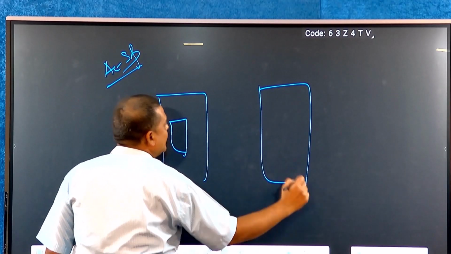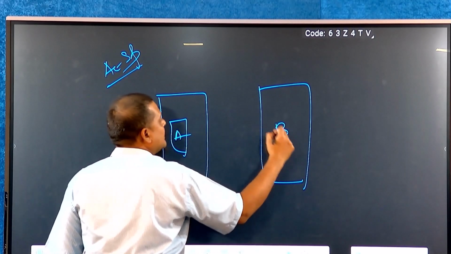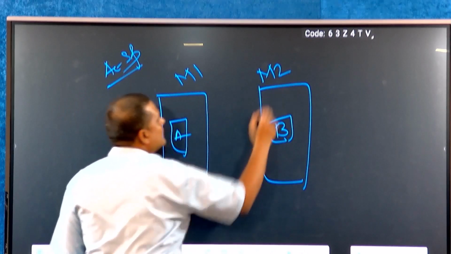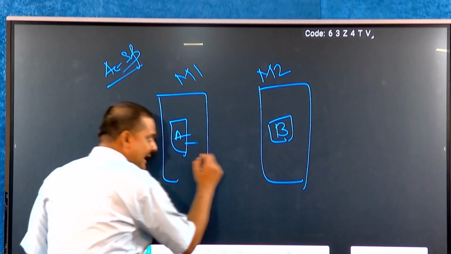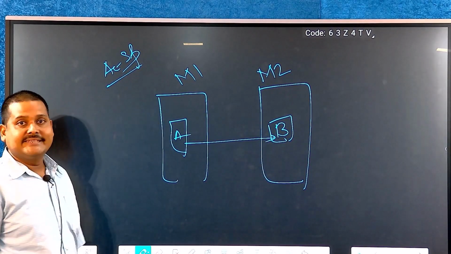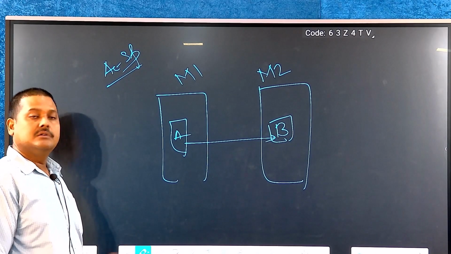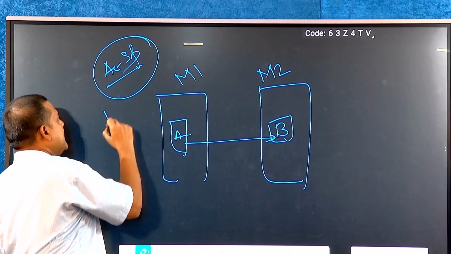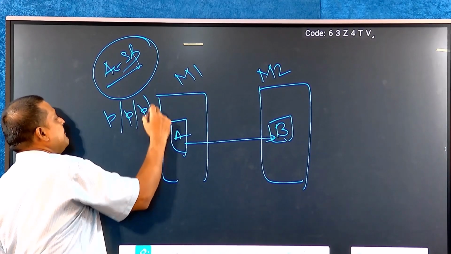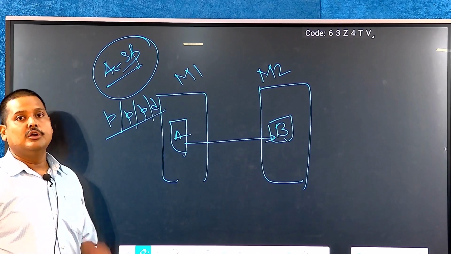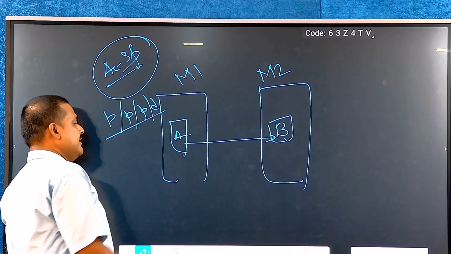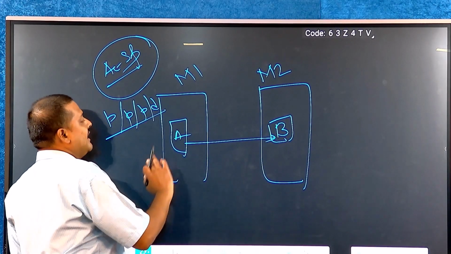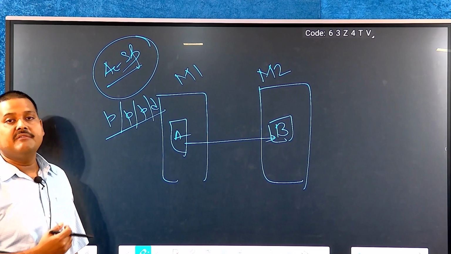Say for example, one member A is here, and another member B is in a different module. This is module 1, this is module 2. Now, if A wants to access the member B, is it possible or not? That is defined by the access specifiers: public, protected, private and default. They are the 4 access specifiers, and there are 7 non-access modifiers, which mainly tell us the behavior of a member.